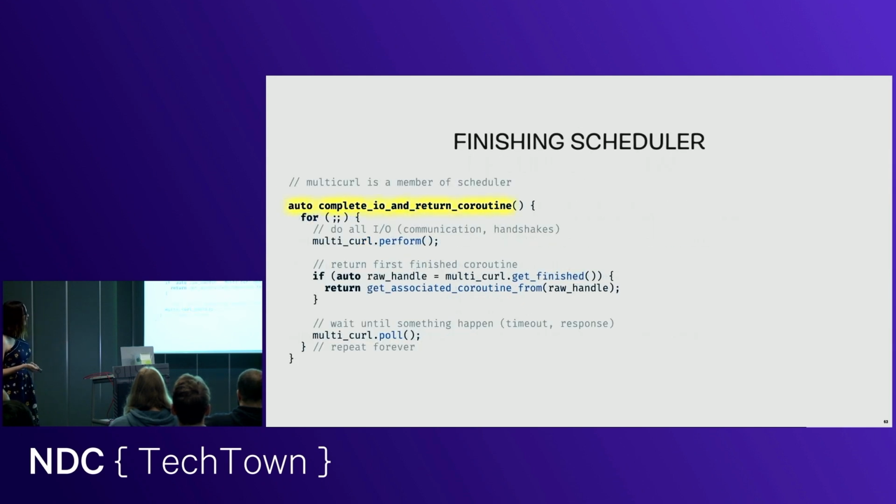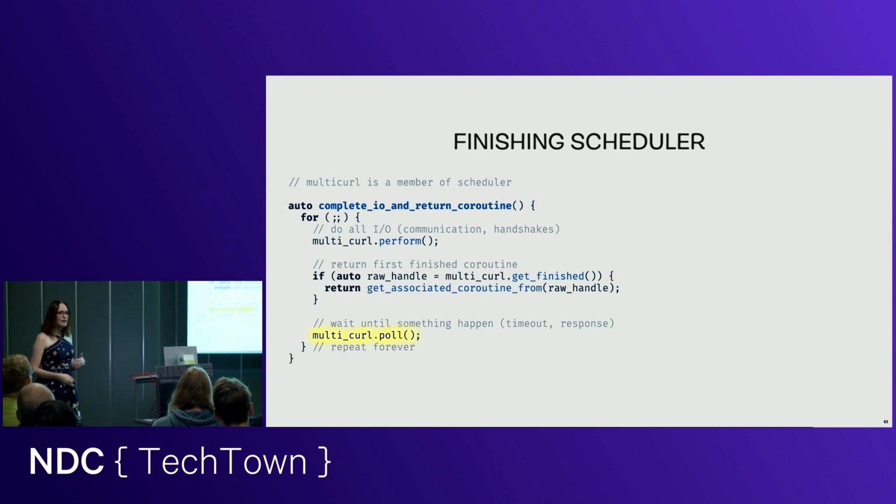So complete I/O looks like this. It's an infinite loop. I will perform some I/O-like operation, TLS handshakes, whatever. And if something is finished, I will extract the associated coroutine from the raw handle, because I will get the curl easy handle, and I will take the private pointer, convert it into a coroutine, and return it. Otherwise, I will poll with maybe some timeout and do it again.